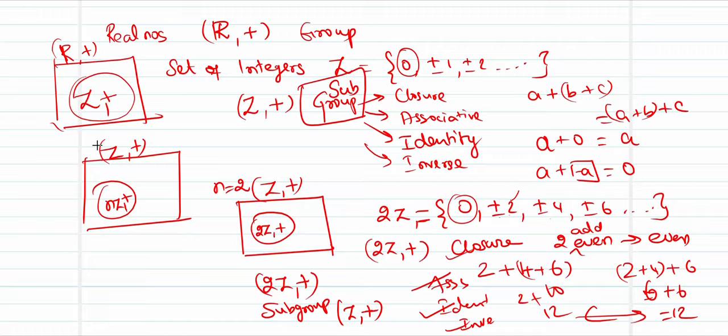You have a bigger picture and the smaller picture also satisfies all the criteria with respect to the same binary operation. The keyword is same binary operation. Then the smaller picture or the smaller subset is now referred to as your subgroup. Now we will check a few properties for subgroups.